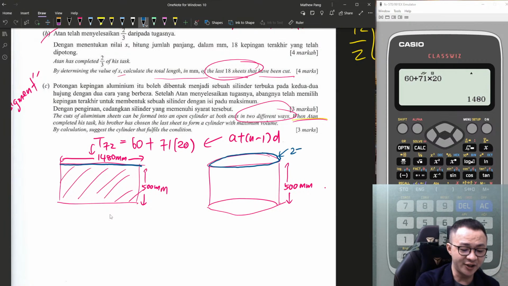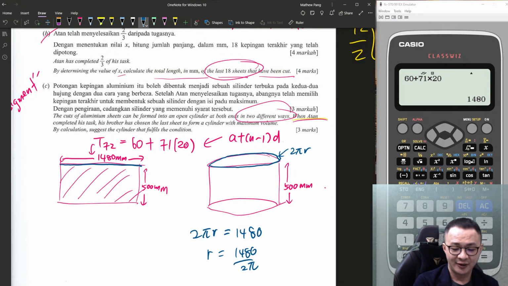So circumference is 2 pi R, isn't it? So 2 pi R equals 1480. So R equals 1480 divided by 2 pi. The question doesn't say whether to leave it in pi or what. If you want, you can leave it. If not, you can say 740 over pi, or you can just literally divide by pi.